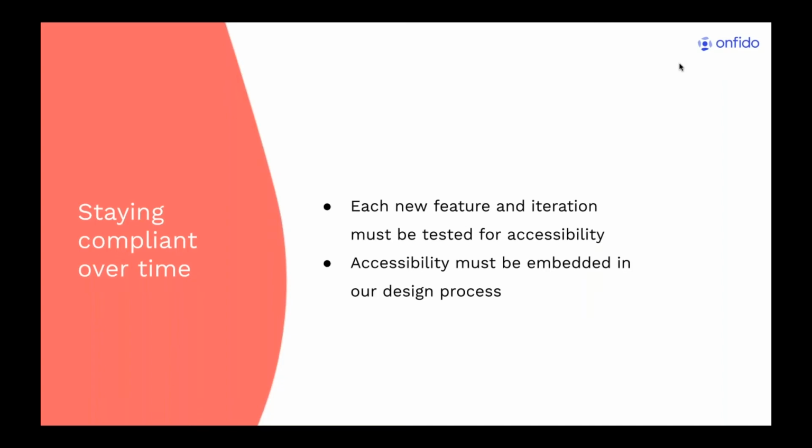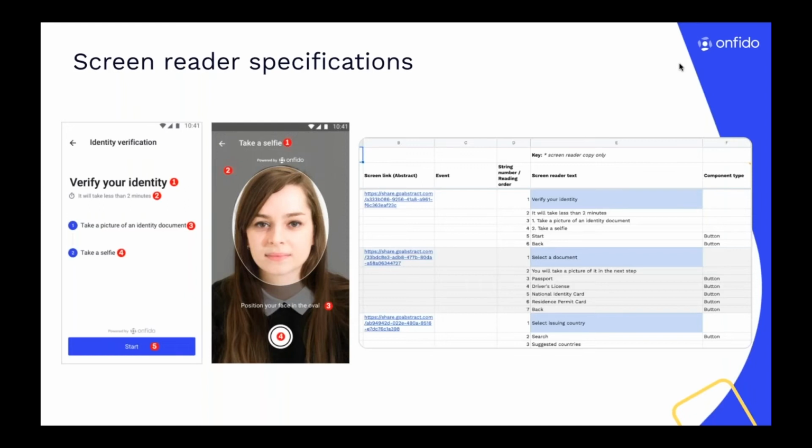Another design challenge is that accessibility is really a journey. Staying compliant over time is hard, so every new feature and new iteration must be tested for accessibility, and we really need to have accessibility at the center of our design and development process. One thing we implemented on the design team was screen reader specifications. The goal is to help developers write a better way for the screen reader to read the screens.